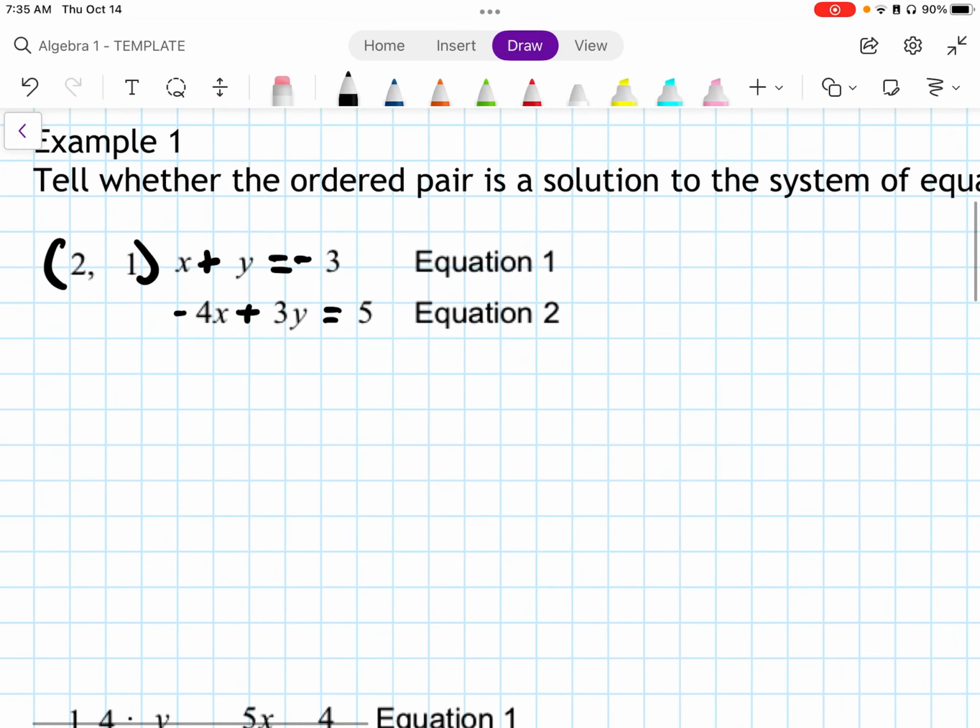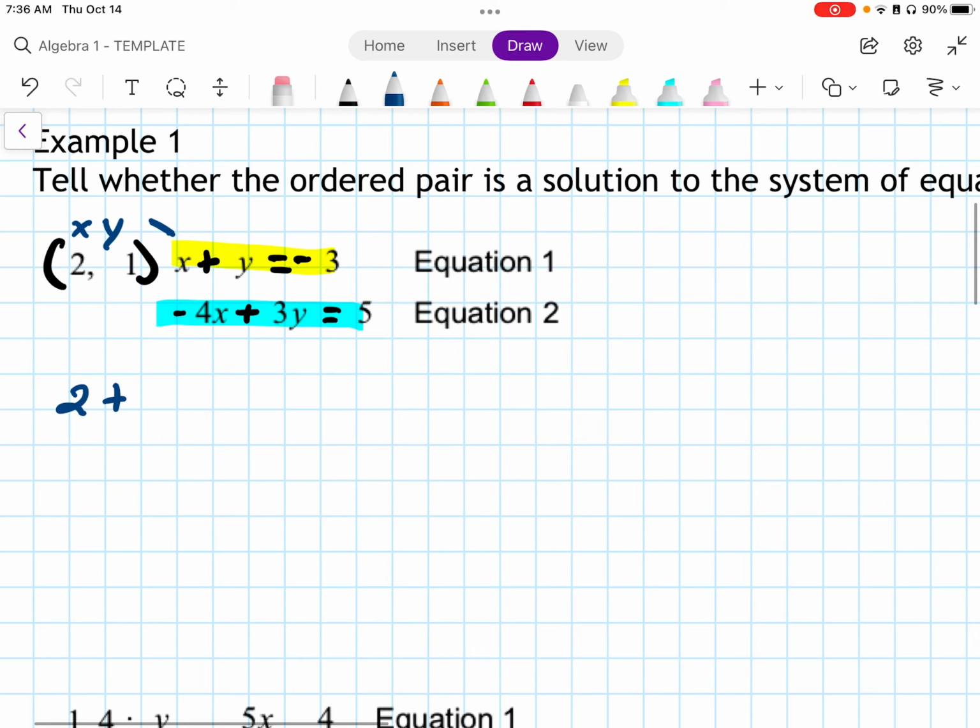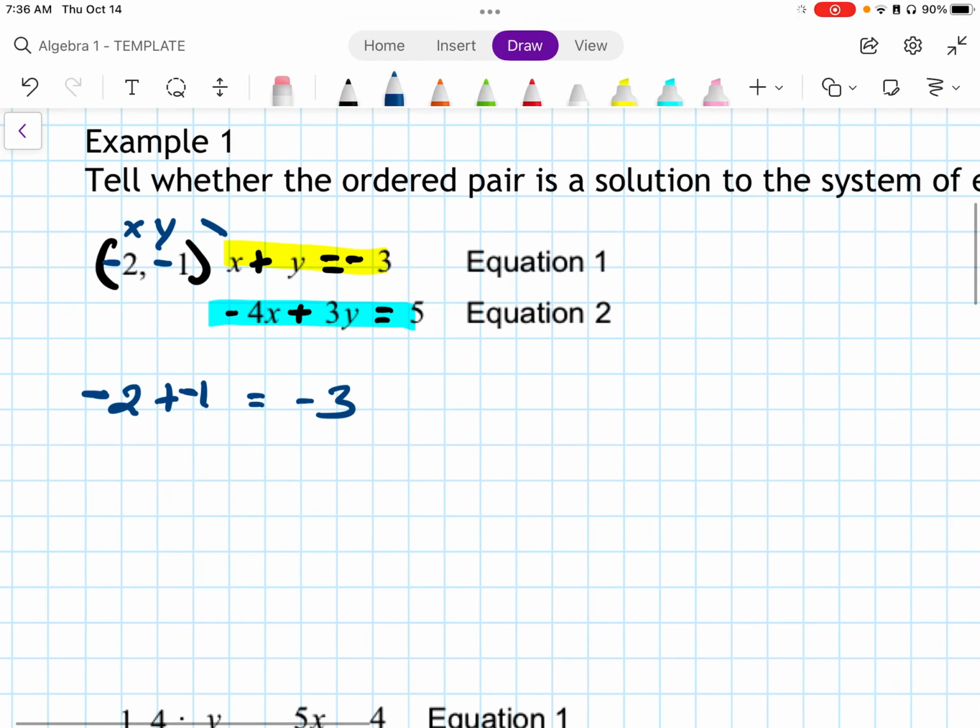So starting off, I'm just going to plug into the top one, and then I'm going to plug into the bottom one, and I'm going to see is it a solution to each of them individually. So looking at the top one here, this is my x, this is my y. Oh, excuse me, this is a negative 2 and a negative 1. Negative 2 plus negative 1 is negative 3. That is a true statement.